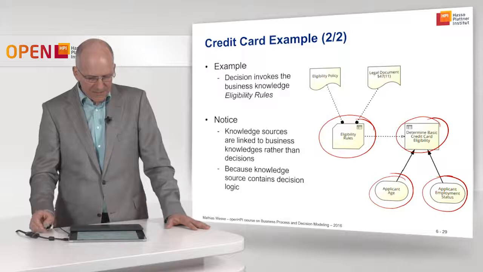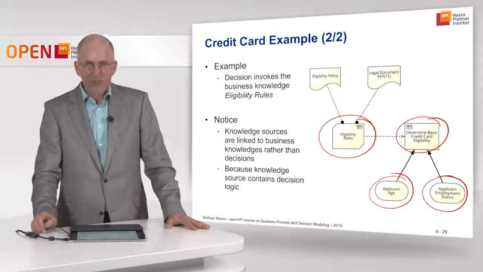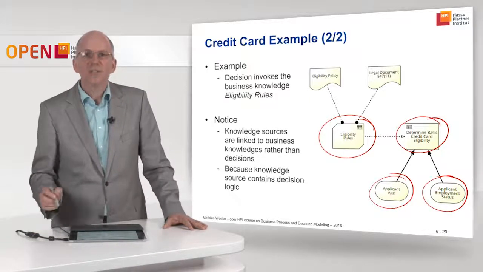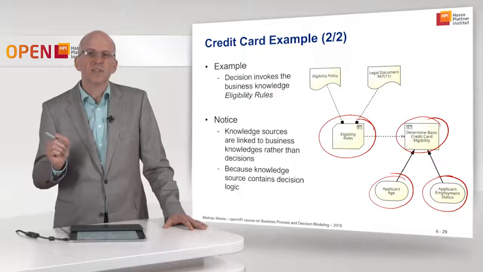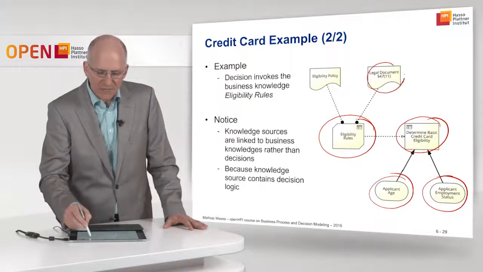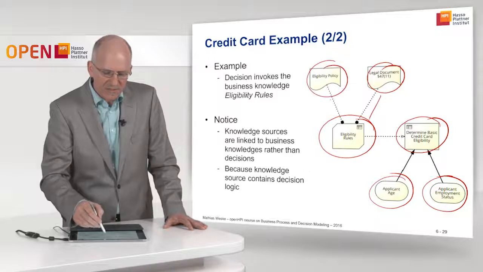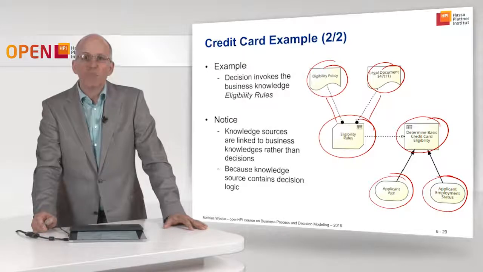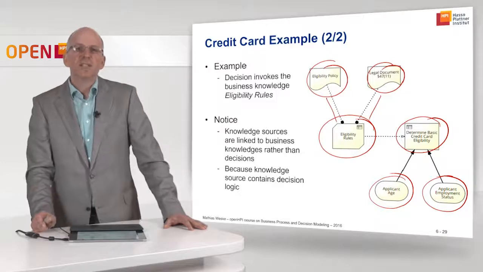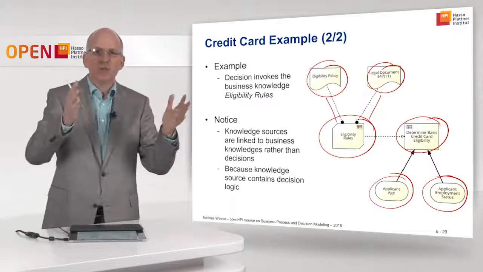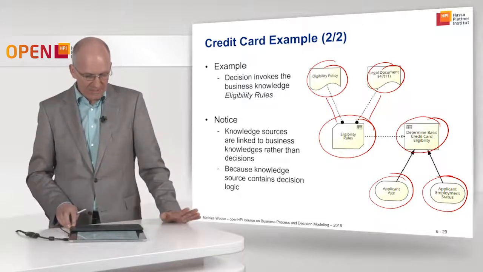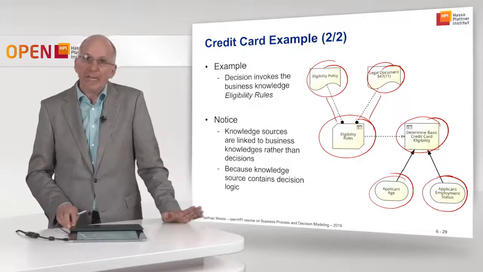We also see here that knowledge sources are linked to business knowledges rather than to decisions in this example. Why? Well, because the decision logic is kept in the business knowledge. So we have this authority requirement here because the decision logic is in the eligibility rules. It's no longer in the decision itself. So whenever a decision invokes a business knowledge, the authority requirements should then go to the business knowledge, because the business knowledge contains the decision logic.